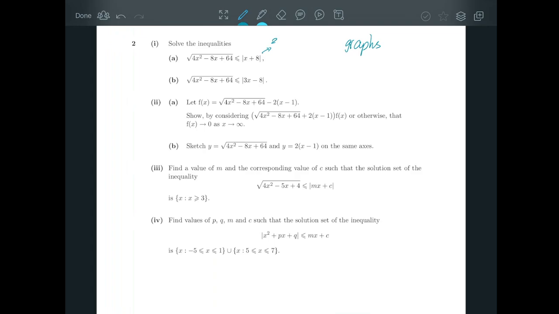That seems fairly reasonable. Let's just expand out. There's some dots going on there. And then a sketch to look for. So basically looking for points of intersection between these two, which is exactly when f of x equals 0. Find the value of m and the corresponding value of c, so the solution set is that. So that's kind of undoing part 1. So that seems reasonable.